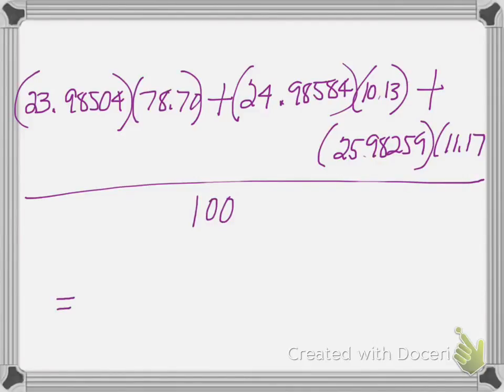Remember, what did I want you to report this to? 2 decimals. So when you do that, you should get 24.31 AMU, because it has a unit, no naked numbers. Any questions? Or does it seem pretty straightforward?